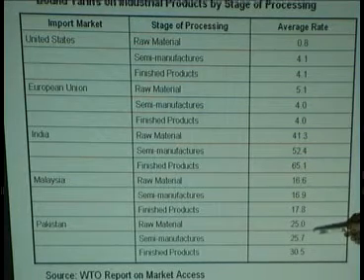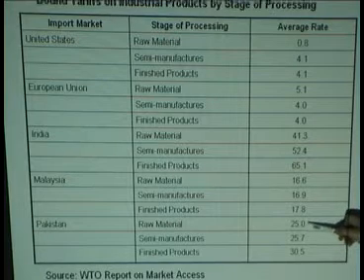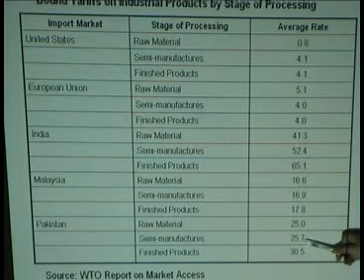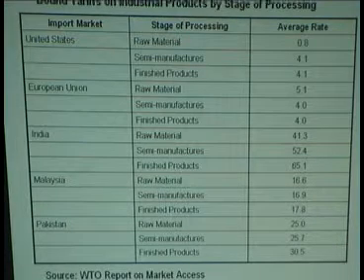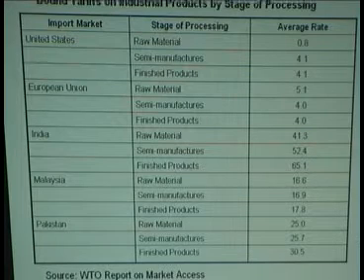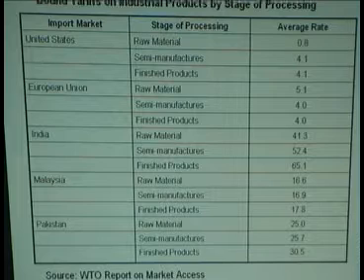And in the case of Pakistan, again, its raw materials 25 and semi-manufactures 25.7 and finished products 30%. Now remember, these are average rates. They are not the actual rates or the maximum or minimum rates. They are the average rates.